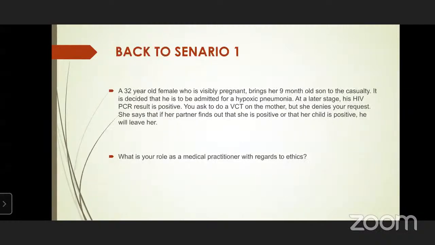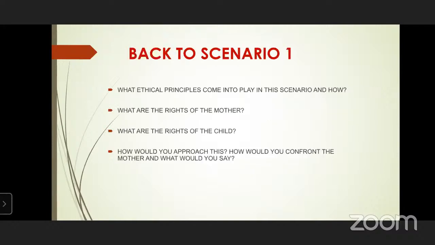So back to the scenario that we gave earlier. I'm not going to read it again, but basically, what is your role as a medical practitioner with regards to ethics? So what ethical principles come into play in this scenario and how?